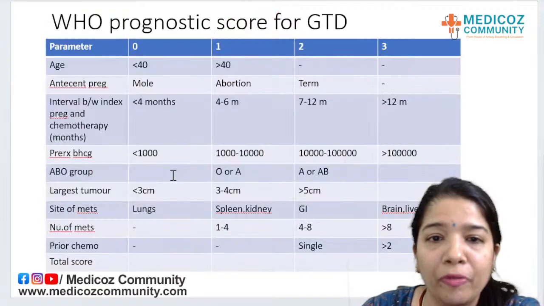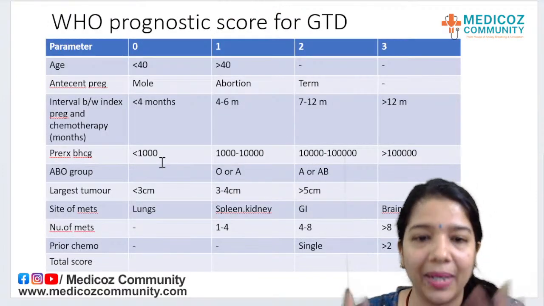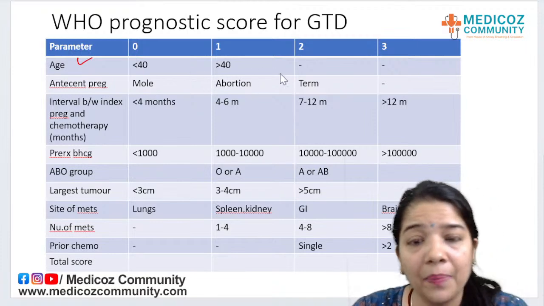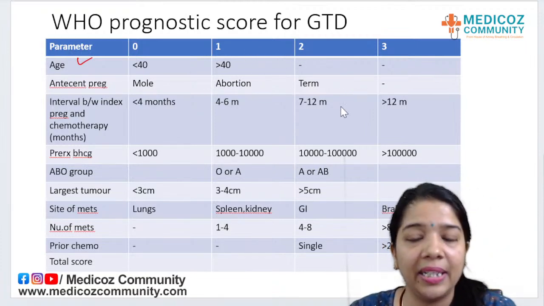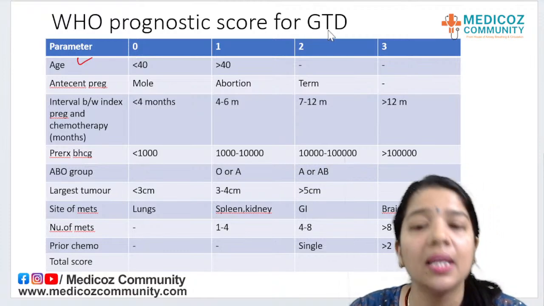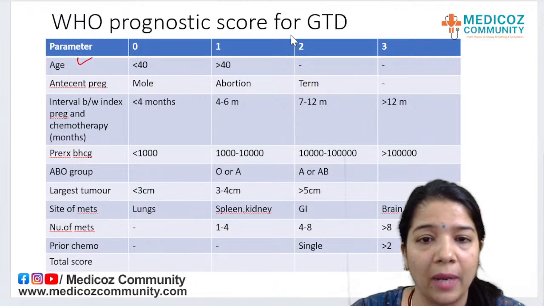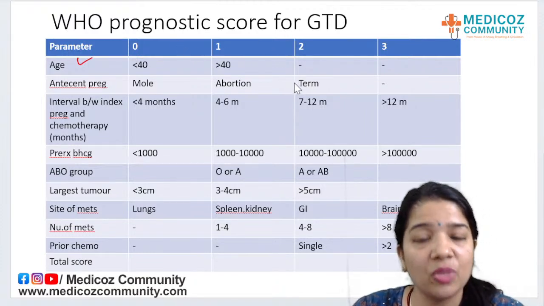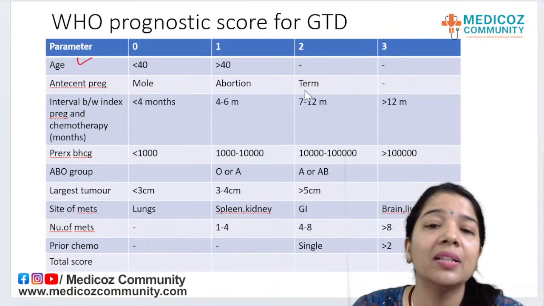Yes. So before you answer this question, you need to know a little about this table, not the full table, but at least a little. Okay, age is very important. Previous pregnancy. Remember, the higher the score, the worse the prognosis of your GTD, that is gestational trophoblastic disease or H moles. So if a hydatidiform mole occurs after a term pregnancy, this is bad news.